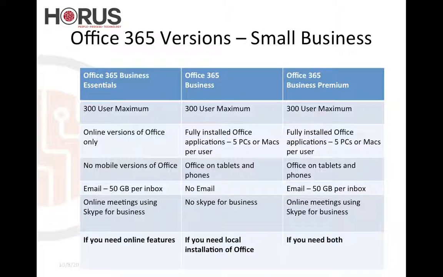With Office 365 Business Essentials, you get an email of 50 gigabytes per inbox, or as in per user. But with Office 365 Business, you get no email. And the same with Office 365 Business Premium, you get an email of 50 gigabytes per user. With Office 365 Business Essentials, you get Skype meetings and online meeting using Skype for Business, but for Office 365 Business, you do not. But what is the key takeaway?